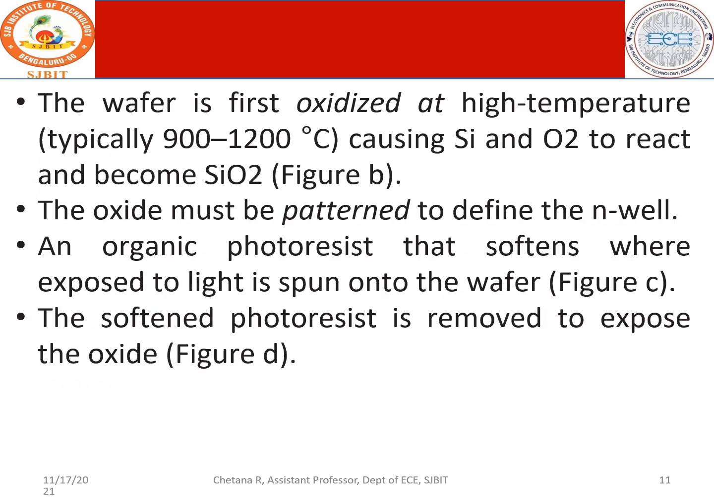Next, how is it possible for us to create a well structure? The well structure is possible by heating the wafer. The wafer is first oxidized at high temperature. It is heated at a very high temperature in the range of 900 to 1200 degrees Celsius, and oxygen air is made to fall on that.